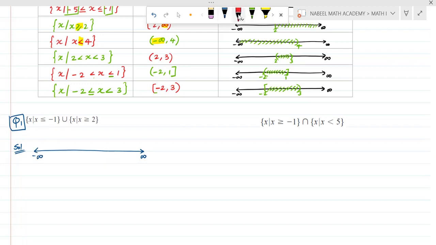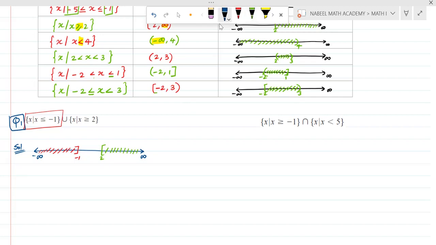The first one, if I draw this graph, what is the graph for this part? This is minus 1. It is closed, therefore it is closed with the left. Done. Now coming to this part, what is this one? It is 2 here, and since it is equal, it is closed to the right. So this is my graph of this set builder notation.